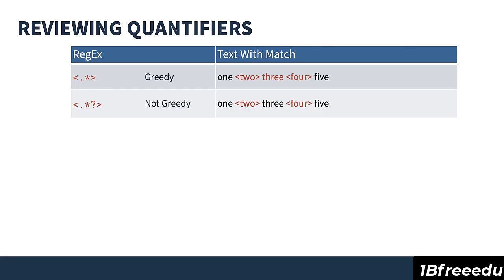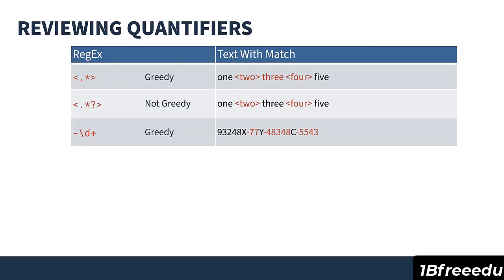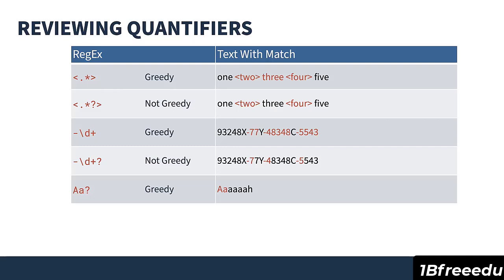This splits it up into matching the two pieces of XML, probably closer to what you were intending in the first place. Greediness also applies to the plus quantifier. Changing it to not greedy consumes fewer digits. The 77 turns into a single 7, and the 48348 turns into a single 4. The not greedy version of 1 or more is 1. Question mark means 0 or 1 matches. The not greedy version of this means 0 matches. Not greedy of 0 and 1 is 0.